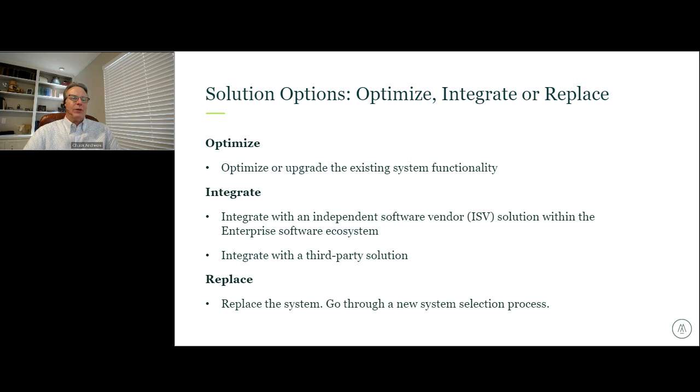Integration, where we're bringing multiple systems together, or potentially a third-party best-of-breed solution to address a specific problem. Or replacement, which essentially means that we've either outgrown the system or the system is not hitting the mark, and we have to go out to the market and find out what system we're going to put in and migrate to going forward.